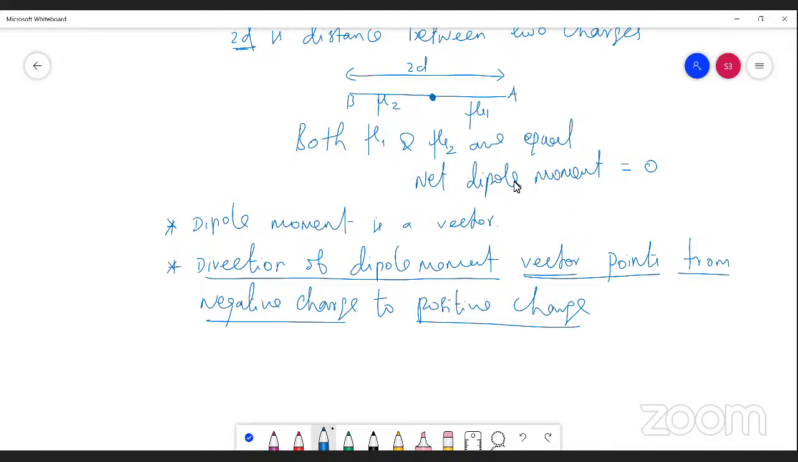What is the meaning of negative charge to positive charge? The magnitude of the dipole moment is directed from the highly electronegative atom to the least electronegative atom. It is a vector quantity.